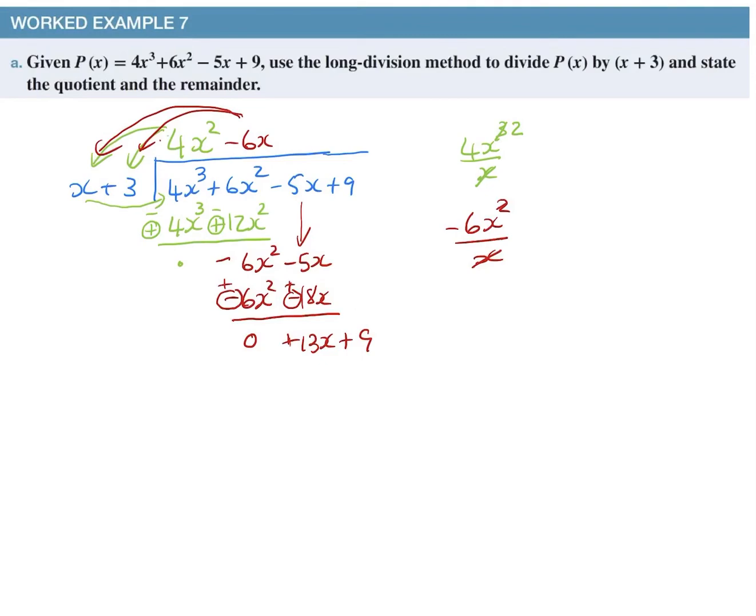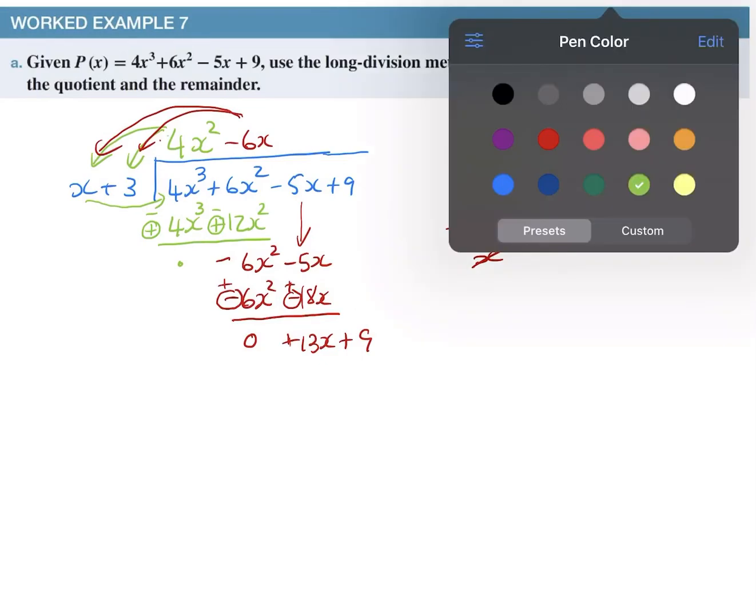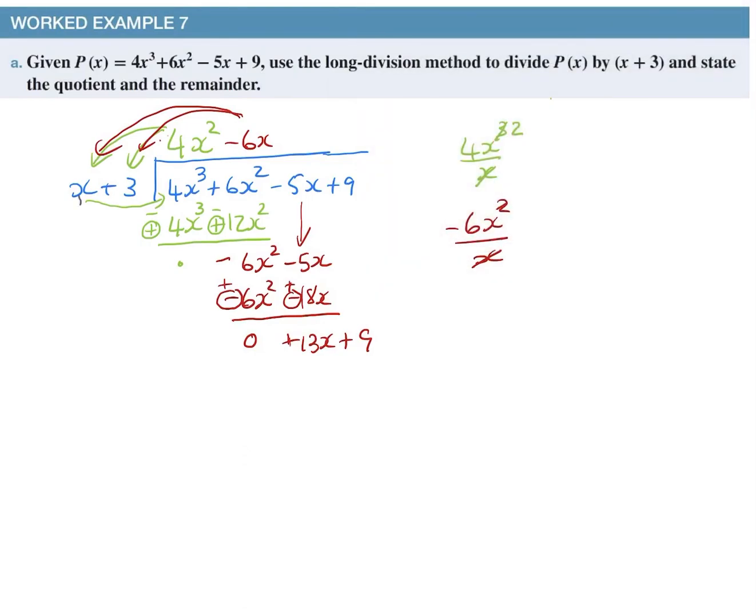Now I'm going to say what will be my x value. So x dividing into 13x. It's going to be 13x divided by x. x goes into itself once and x once. So my answer will be plus 13. Now 13 is going to be multiplied by x. It's going to give me plus 13x. 13 is going to be multiplied by 3. It's going to give me plus 39.